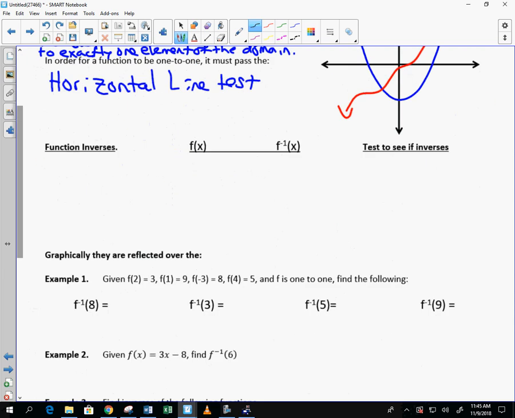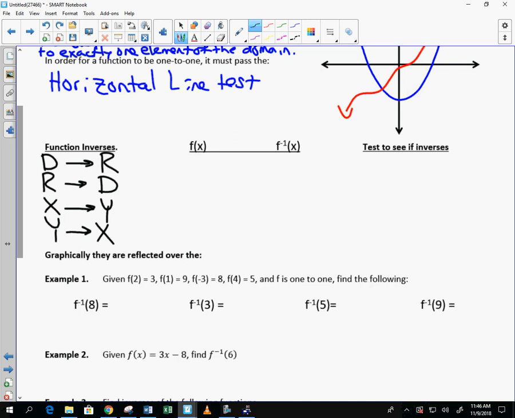Function inverses, you take a function's domain and it becomes the range. You take a function's range and it becomes the domain. Or basically, you take the x values and they become the y values. You take the y values and they become the x values. So watch how this works.